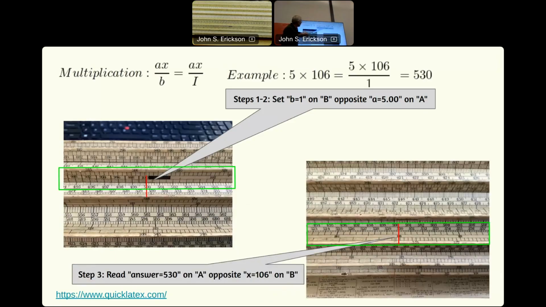So our first number is 5. We find that, and then we spin it around. It happens to be right next to it, but we spin it around. We find the 106, and we read off the value, just like that.